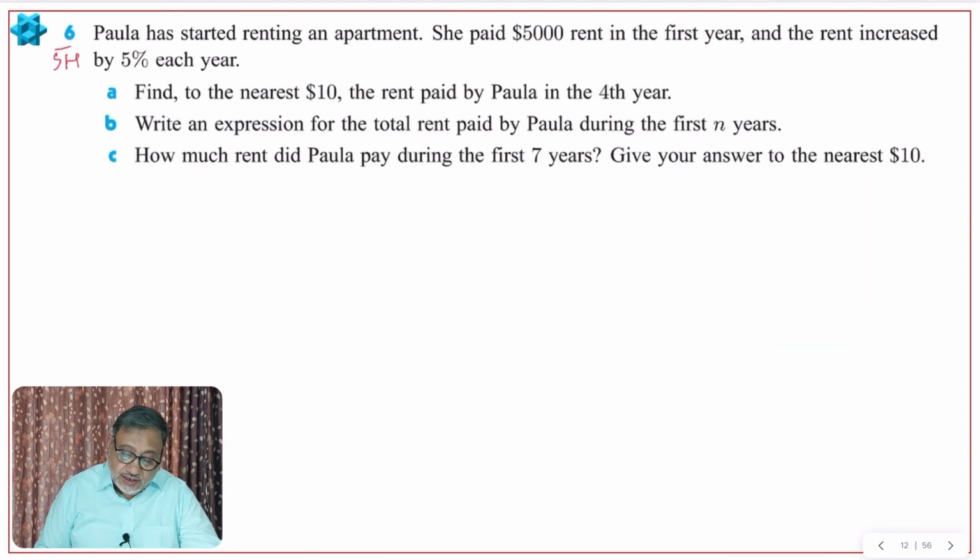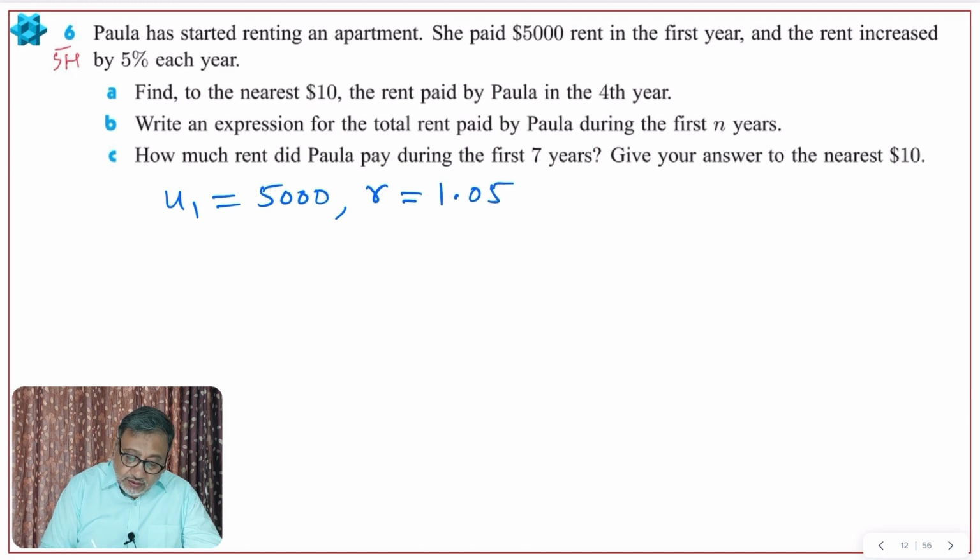Paula has started renting an apartment. Okay, she paid 5,000 rent in the first year and the rent increased by 5% each year. So first year she paid that much, so U1 is 5,000. R is a 5% increase, so 1.05. Okay. Find to the nearest $10 the rent paid by Paula in the fourth year.